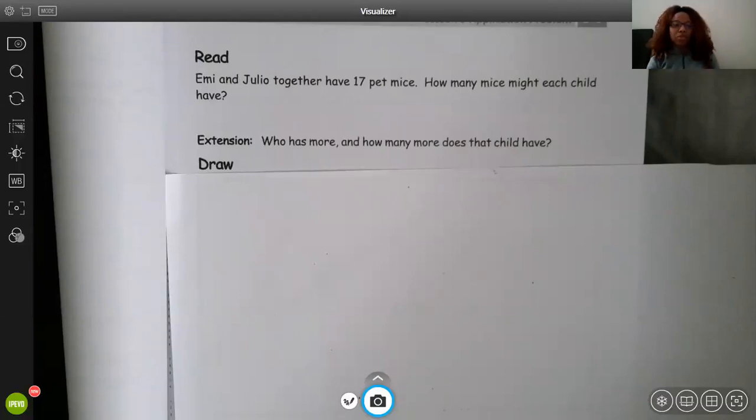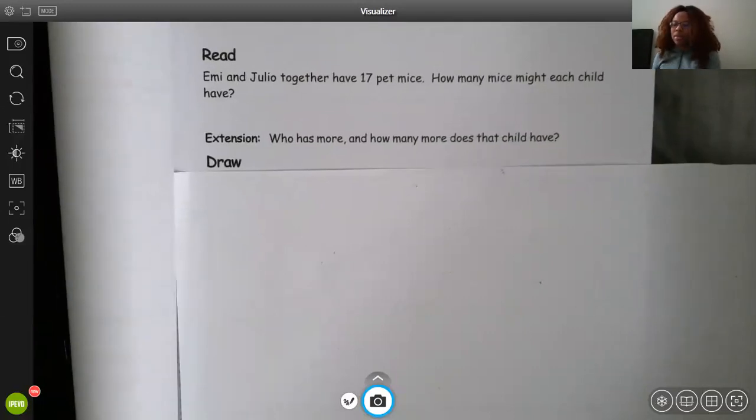So in our math story, we know that we have Emmy and Julio, and together they have 17 pet mice. Do you know your part or your whole? You know your whole because it says that together they have 17, but you do not know how many Emmy has or how many Julio has. So you're missing your two parts and we have to solve for that today. So for today, you can either do a math drawing or you could just write a simple number bond. I am going to write a simple number bond.